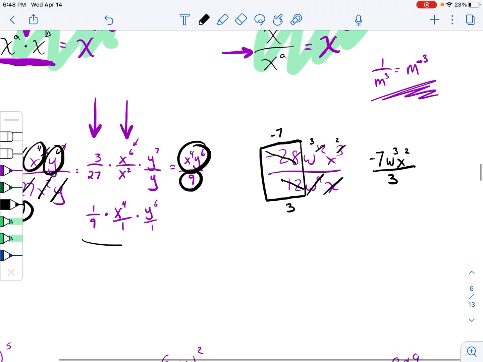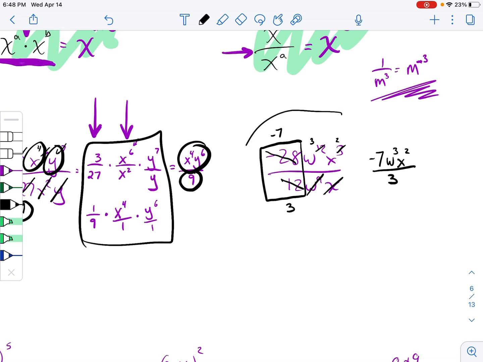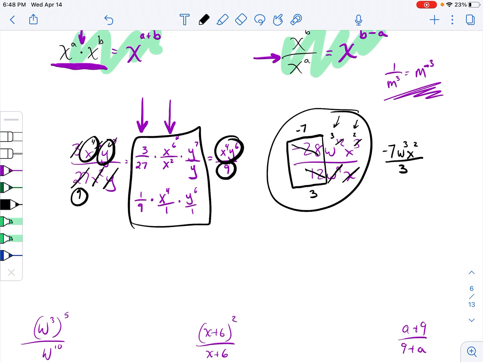Now, depending which technique you like, maybe you like writing it out, maybe you like doing it all with these tiny little details here, but that's your choice.